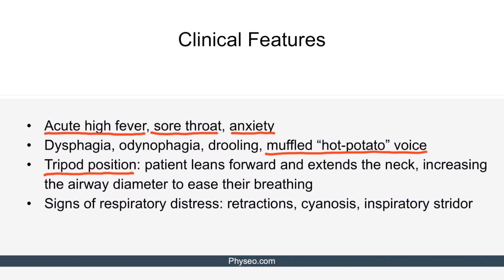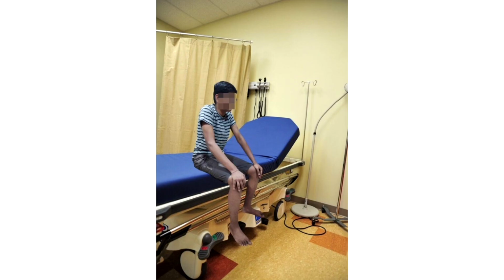This describes the position when the patient is leaning forward and hyperextending the neck with a chin thrust. This position maximizes the airway diameter and eases breathing in patients with airway obstruction. As the inflammation and swelling of the epiglottis worsens, patients may also show signs of respiratory distress, including retractions, cyanosis, and inspiratory stridor. Here is an image representative of a patient in the tripod position.